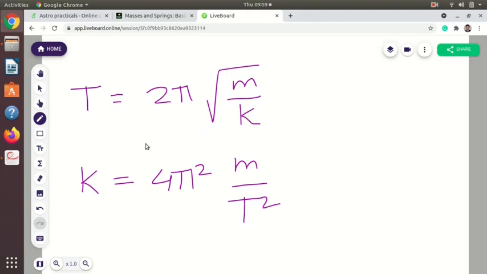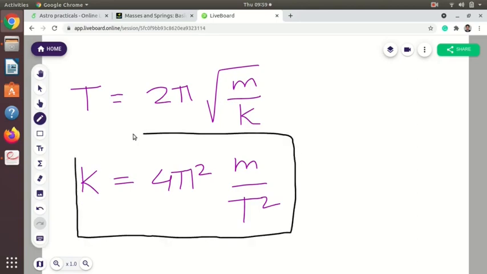After rearrangement, we will get this equation: k is equal to 4π squared into m by T squared. So we will plot the m versus T squared graph and calculate the slope, and we will put the slope in this equation. So we can write k is equal to 4π squared into the slope, and you will get the spring constant.